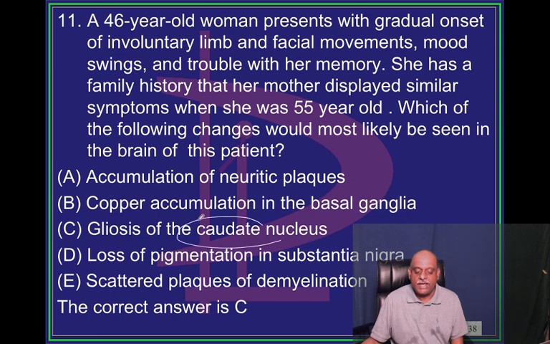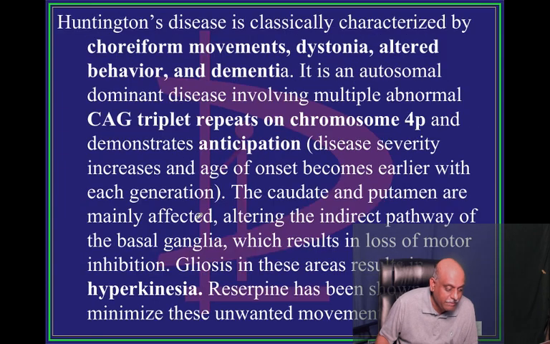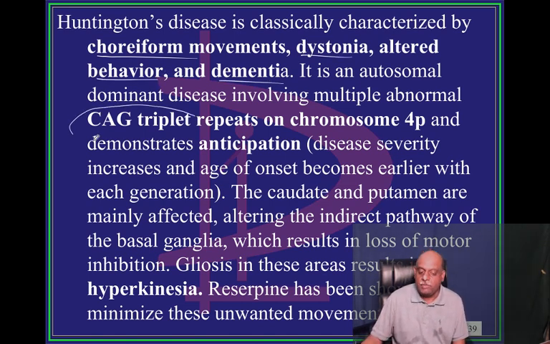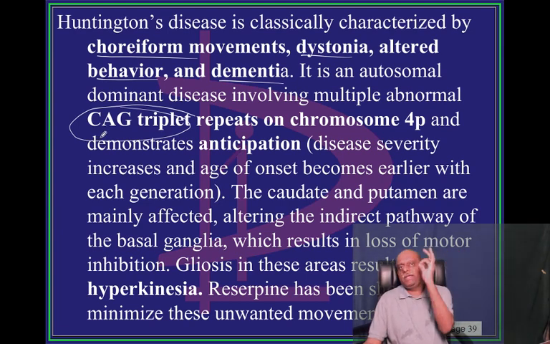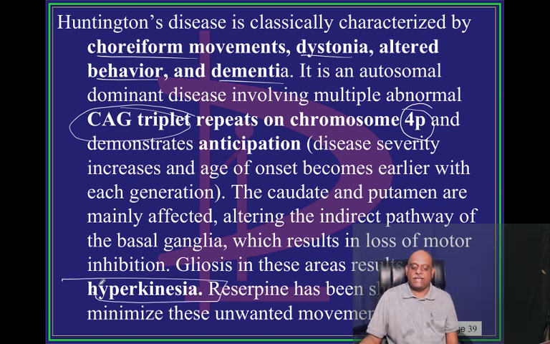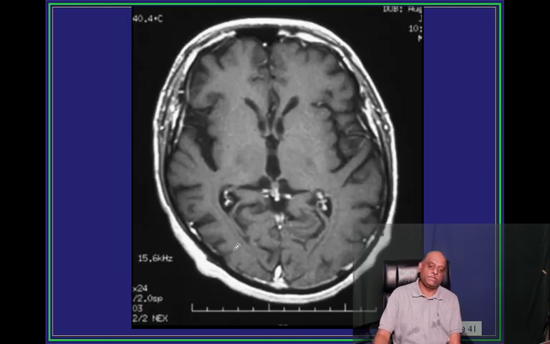So Huntington's is atrophy, gliosis of the caudate nucleus is what you need to remember. So there will be choreiform movements, dystonia, altered behavior, dementia, all because of the CAG repeat, trinucleotide repeats. What is the chromosome number? Chromosome 4p. And caudate involvement leads to hyperkinesia. And reserpine sometimes is known to minimize these hyperkinetic movements.